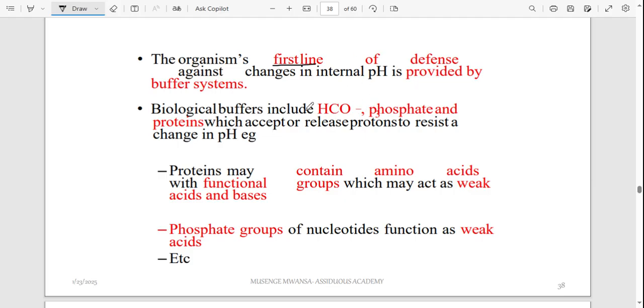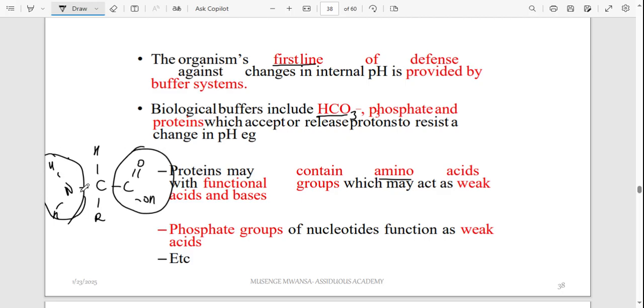Okay. Biological buffers will include the bicarbonate, the phosphate, and the proteins. These are the main buffers. Proteins contain amino acids, and the amino acids have functional groups. So an amino acid is in this form. It has got H, R, and then it has got a carbon bonded to H and then OH, and then it has got a nitrogen which is bonded to hydrogen like this. So these functional groups, for proteins, these are the ones that will be acting as buffers.